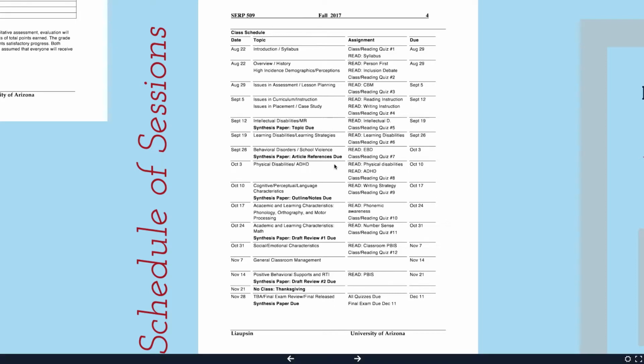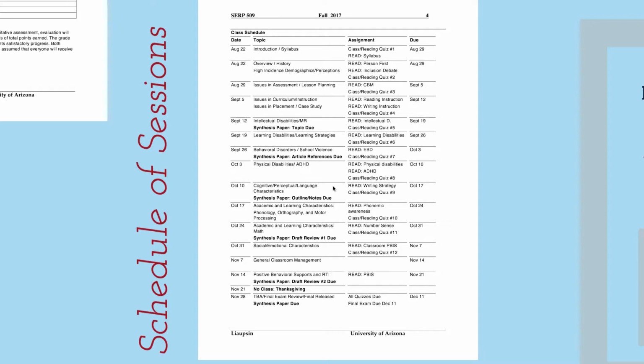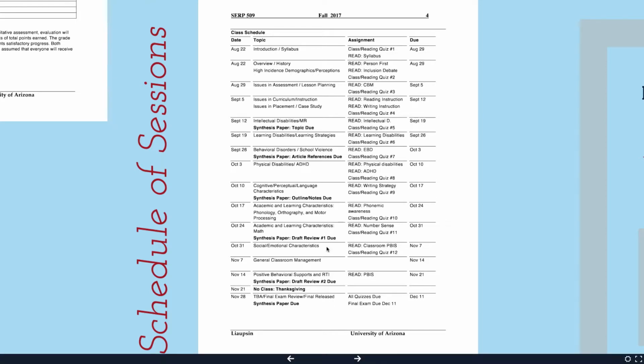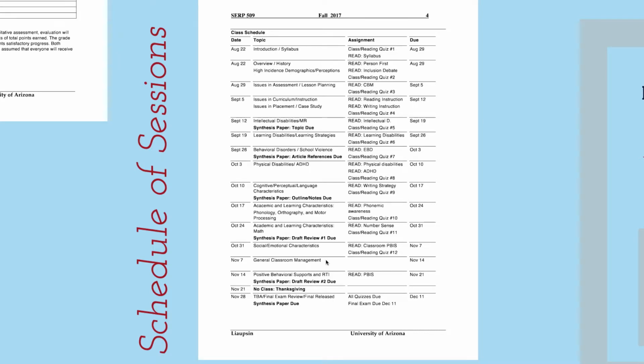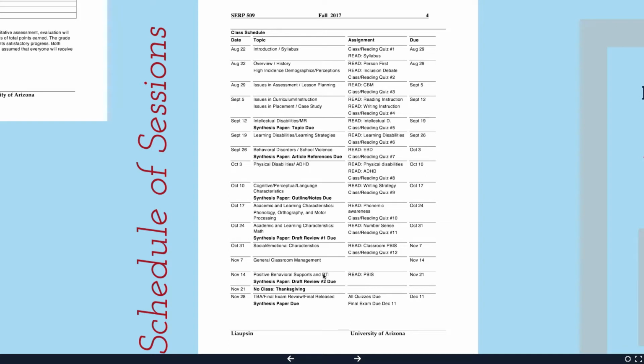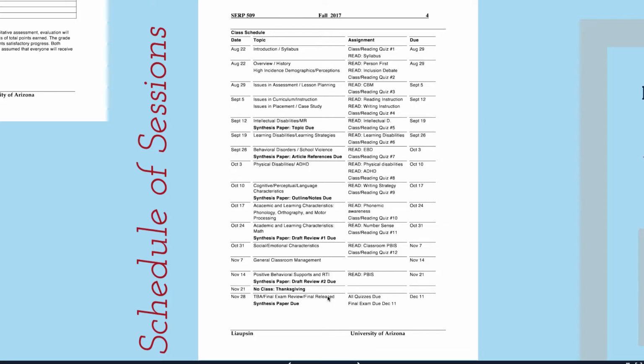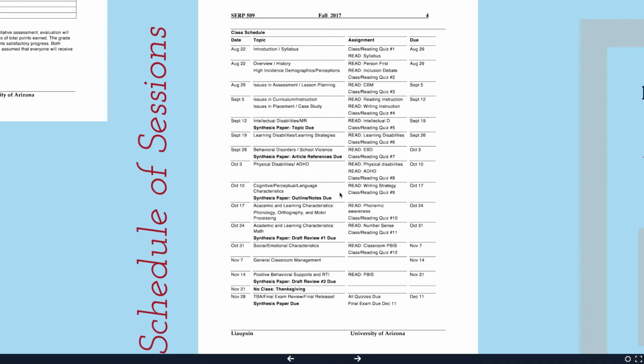And then we drop all that and start to talk about the cognitive and academic characteristics of students, and also their social emotional characteristics. We wind up the semester by talking about general classroom management and then positive behavioral supports and responsiveness to intervention. And then you've got the final exam at the end. Throughout, there are class quizzes and reading quizzes due each week.